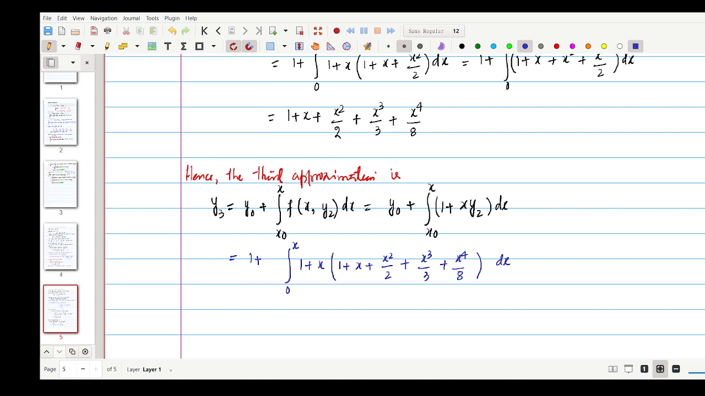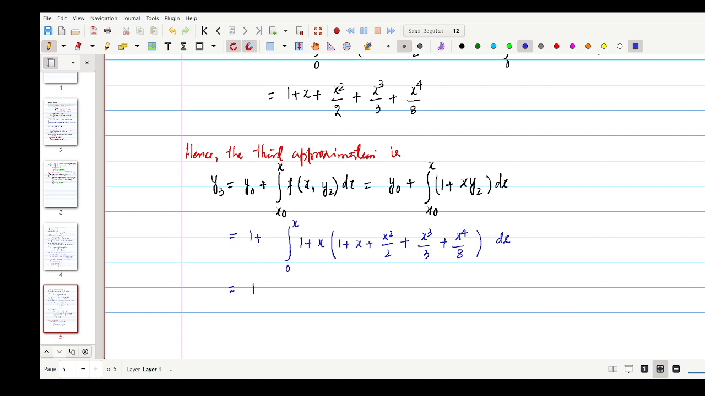We need to integrate this whole term. So now we can integrate, this is equal to 1 plus, now integration of 1, that is x, then plus x into 1, its integral is x square by 2, plus x into x is x square, its integration is x cube by 3, plus x into x square is x cube, so its integration is x power 4 divided by 8, plus x into x power 3, that is x power 4, so integration will be x power 5 divided by 5, 5 into 3 is 15 here, then plus x into x power 4, that becomes x power 5, and integral of x power 5 is x power 6 divided by 6 into 8, that is 40. So this is the third approximation to the solution of the given initial value problem.